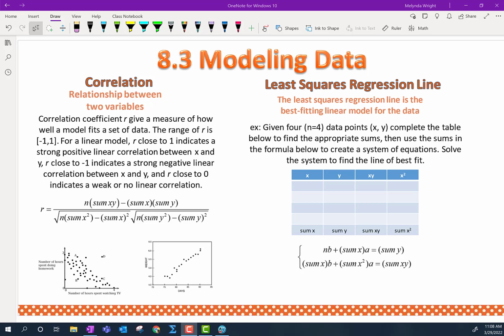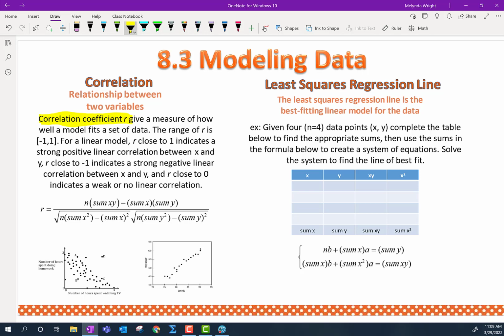All right, let's take a look at modeling data today. So correlation, in this particular case, is talking about a relationship between two variables. And we have a correlation coefficient. Our correlation coefficient is called R, and it is a measurement of how well our model fits a set of data. We're going to be doing linear regression today.